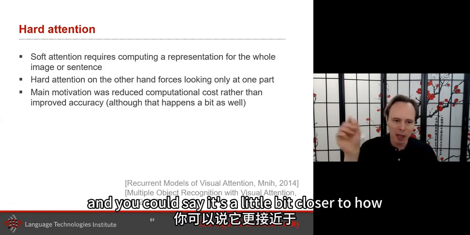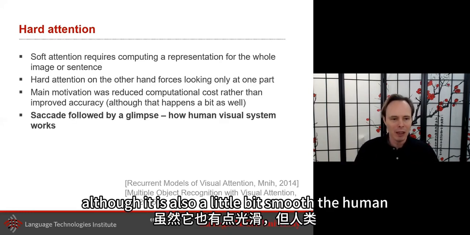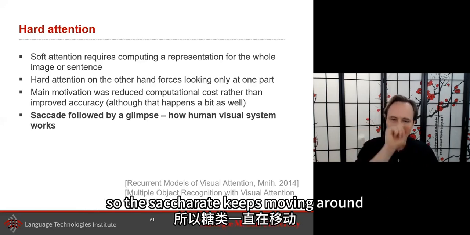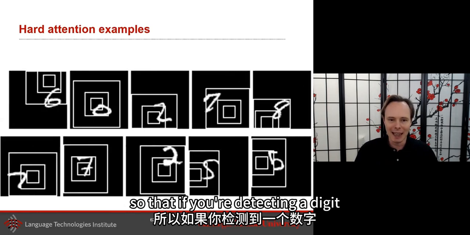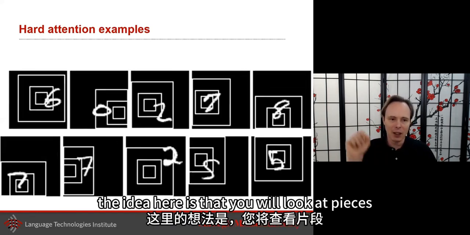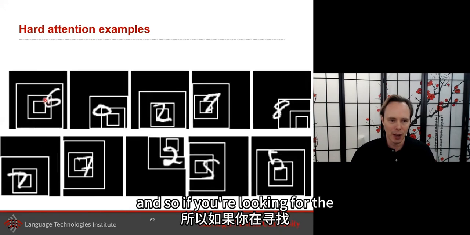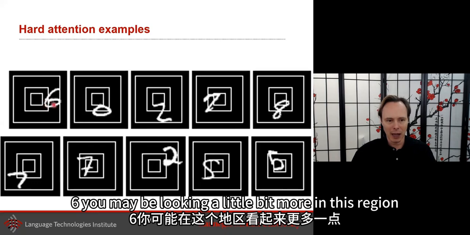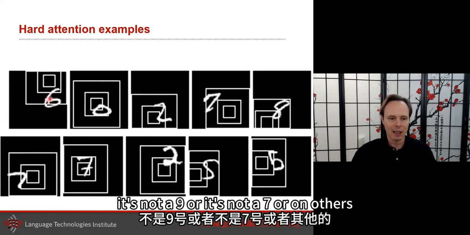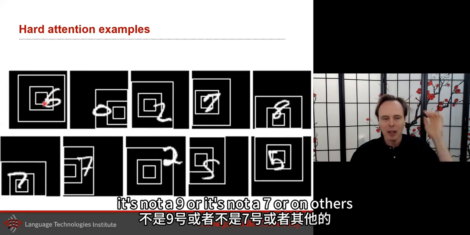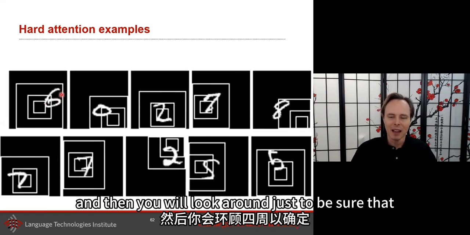And you could say it's a little bit closer to how the human does it, although the human is also a little bit smooth. But the eye keeps moving around, and that's the intuition you get from it. So if you're detecting a digit, the idea here is that you will look at pieces. If you're looking for the digit 6, you may be looking a little bit more in this region, but still looking around just to be sure that it's not a 9 or a 7 or another. So you'll start maybe somewhere, and then you will look around just to be sure that it is the digit you want.